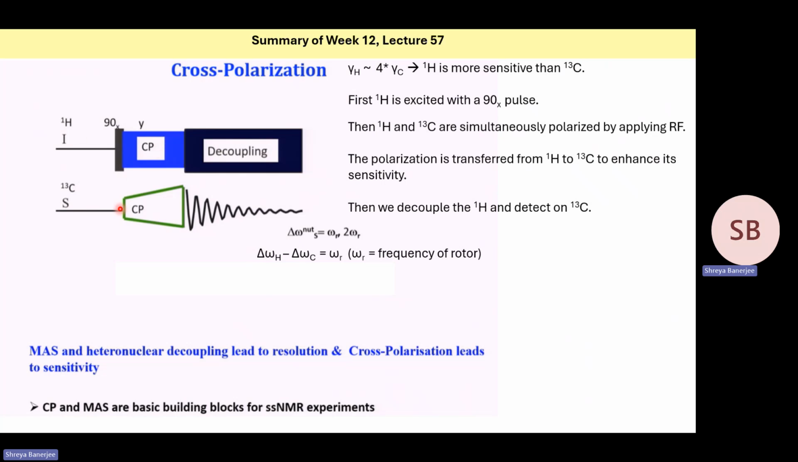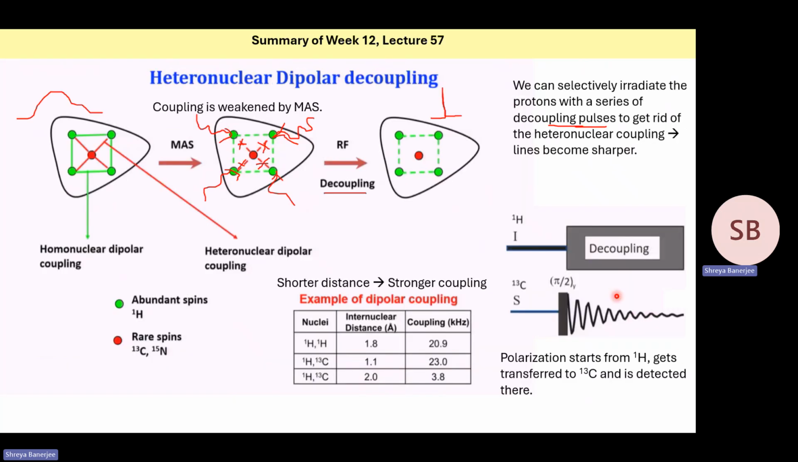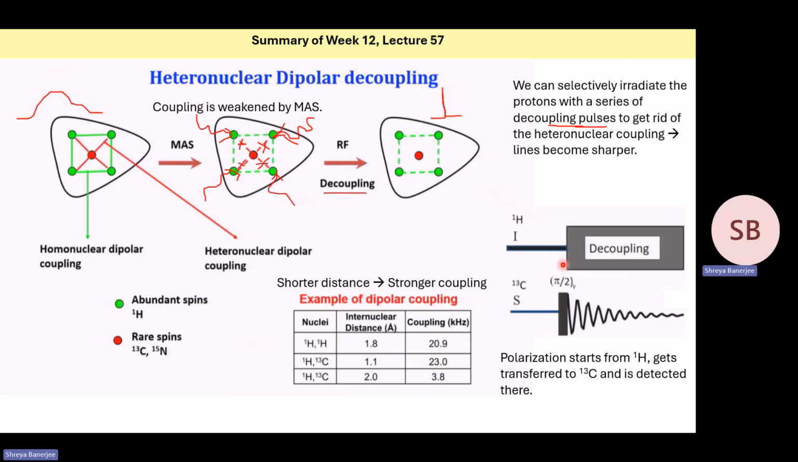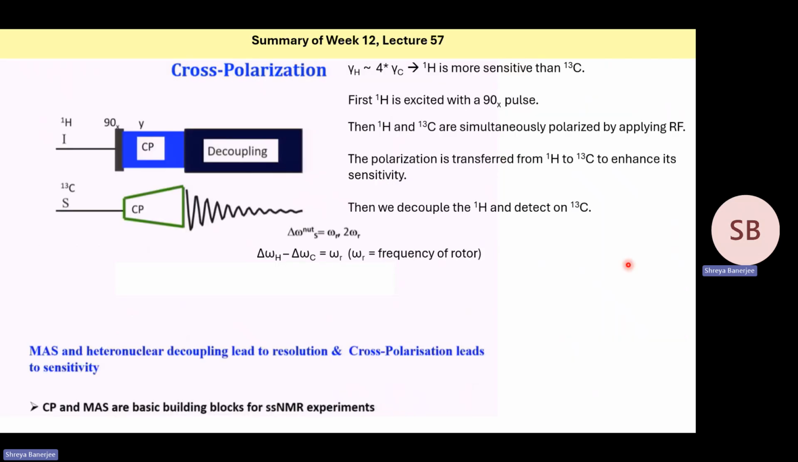So basically, magic angle spinning is helping in resolution. If you have a broad spectra, it is a combination of magic angle spinning and RF decoupling that is helping in resolution. So if you have a broad spectra, it will give you a sharper spectra. And introducing the cross polarization pulse sequence in between this MAS and RF decoupling will increase the sensitivity at carbon.